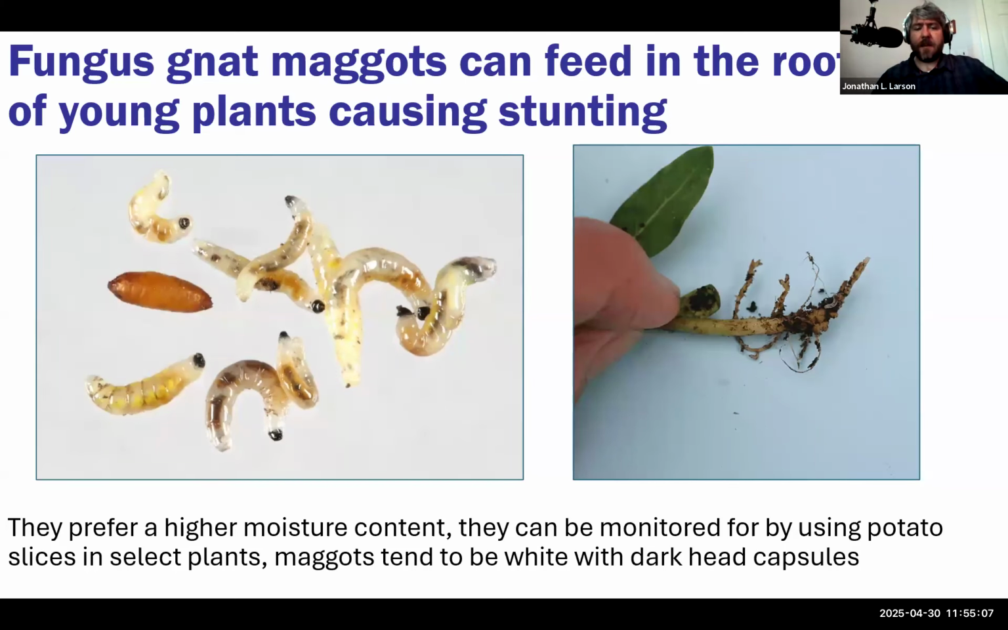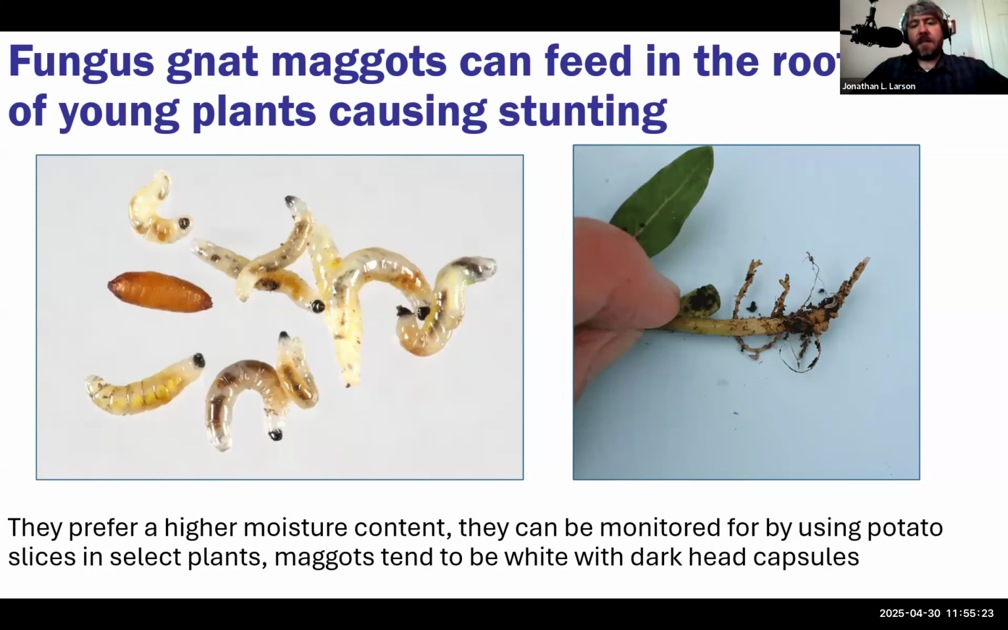I will point out that in the larval form, if you look at the left there, the longer cream colored things are the maggots. The brownish tan colored thing is a pupa. You're probably never going to see the pupa. You might find other fly puparia spread throughout production areas, but fungus gnats, when they pupate, it's typically in the soil, and so we don't usually see that.